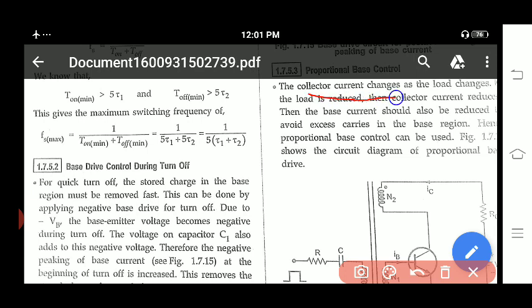Collector current changes as load changes. If the load is reduced, then collector current is also reduced. Obviously, if collector current reduces, the base current required also reduces. So you have to vary this base control turn on and turn off according to our load requirement. Here they have mentioned an inductor. Hence a proportional base drive control can be used. Show the circuit diagram of this proportional base drive control.